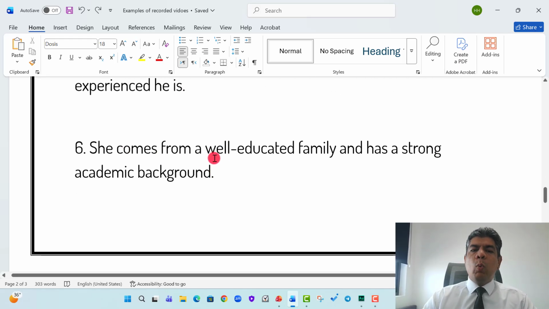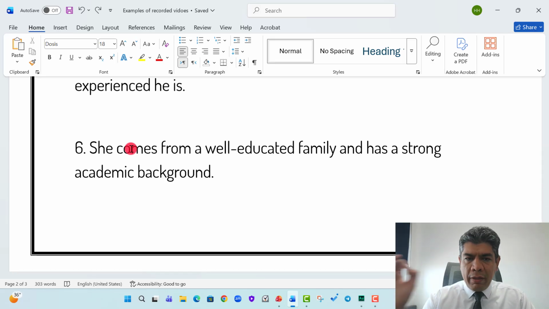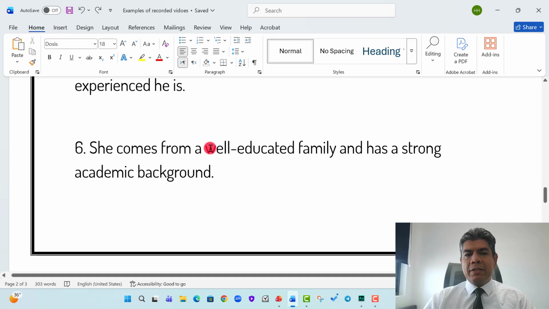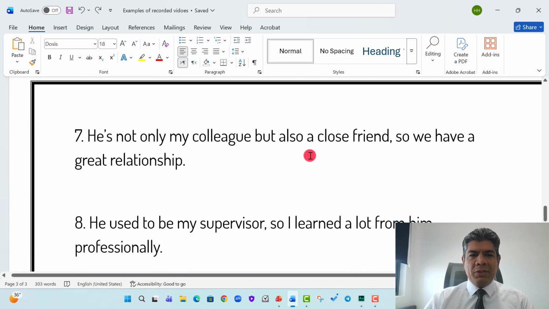Let's move on to number 6. She comes from a well-educated family and has a strong academic background. Take a look. I come from, for example, a religious family. She comes from a very wealthy family. So she comes from a well-educated family. This is another collocation. Well-educated family. Let's take a look at another example. I hope that you are following me in a very simple way.